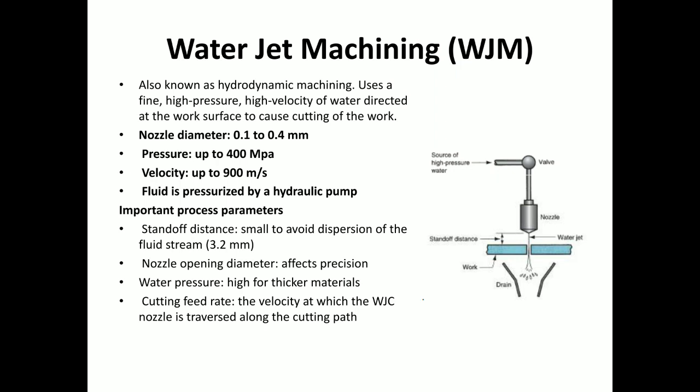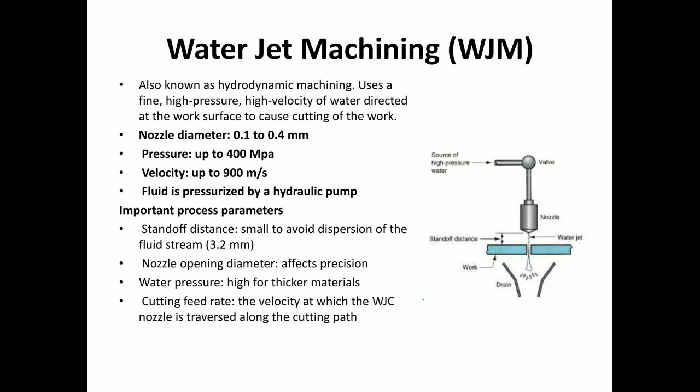Now what are the important process parameters in water jet machining? Standoff distance: I have already told you, the distance between the nozzle tip and workpiece is known as the standoff distance. It is kept small to avoid the deflection of the fluid stream. That distance cannot be very large, and the standoff distance cannot be very small either. That we will be discussing further in abrasive jet machining and abrasive water jet machining. I will show you how standoff distance affects the cutting parameters.